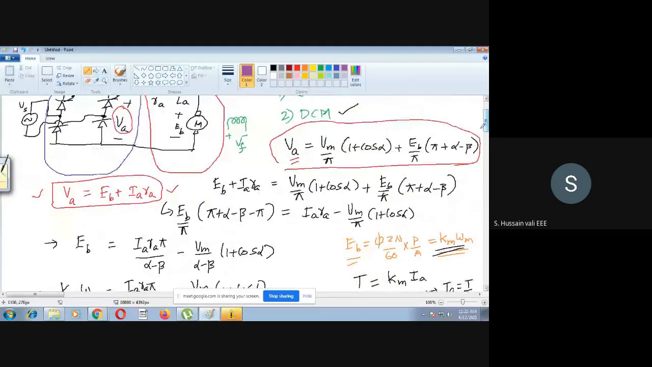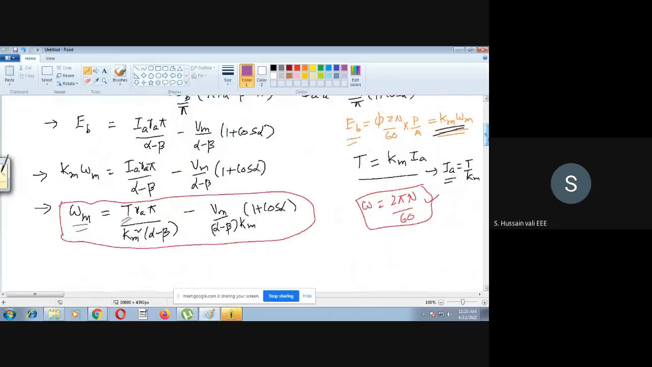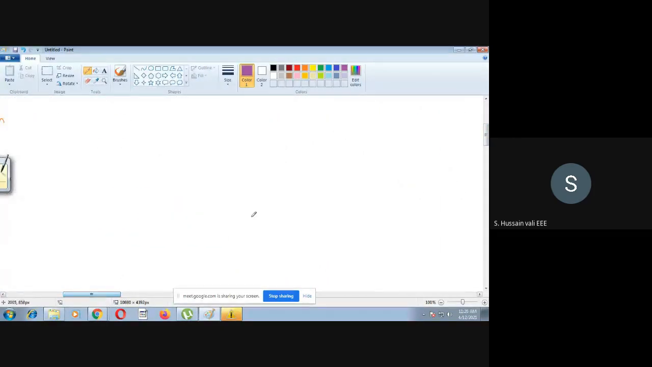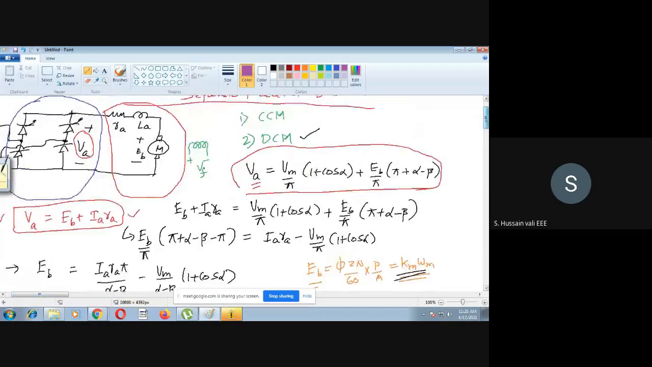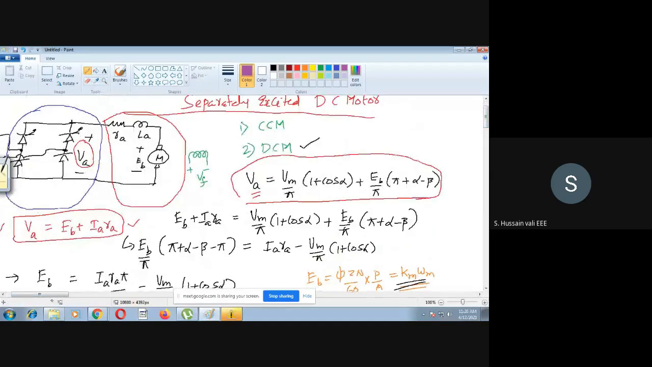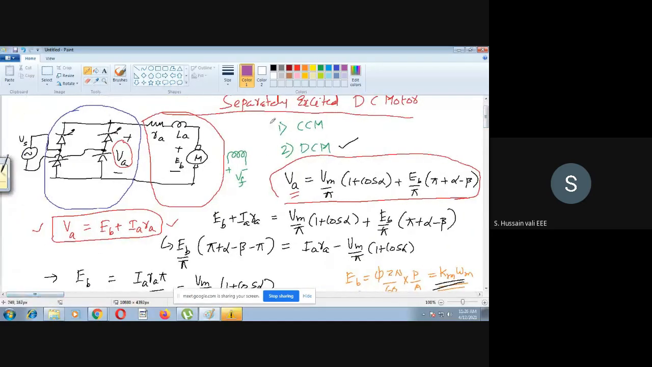Okay. Now we'll keep this aside, and we'll do one thing. We will do this analysis for continuous conduction. For the case of continuous conduction, we will derive now the expression of this voltage. This entire analysis which we did till now is for discontinuous conduction mode.